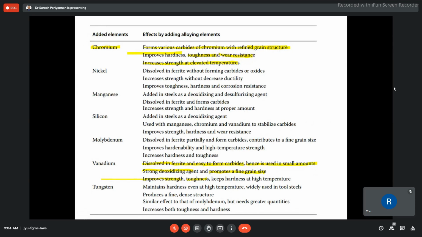Okay, and the last one more thing we discuss, tungsten. As everyone knows, tungsten has a very high melting point, around 3250 to 3450 degrees Celsius. Then tungsten is highly suitable for high temperature applications. We will know about that. Hence, while adding tungsten as a composition, what will happen? Maintain the hardness at high temperature, right? And it is widely used in tool steel because tungsten is a hard material.